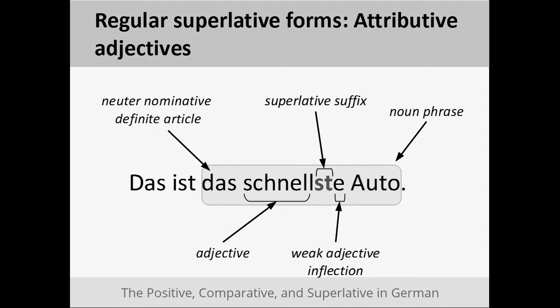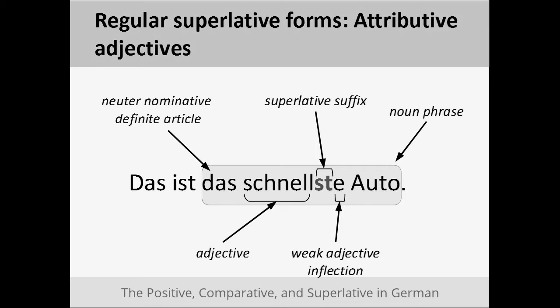Superlatives can also function as an attributive adjective in a noun phrase. The sentence you see on the screen, Das ist das schnellste Auto, contains one noun phrase, das schnellste Auto. This noun phrase, which on the screen is highlighted by the gray rounded box, consists of one neuter definite article in the nominative case, das, a superlative adjective with added inflection, schnellste, and the noun itself, Auto.